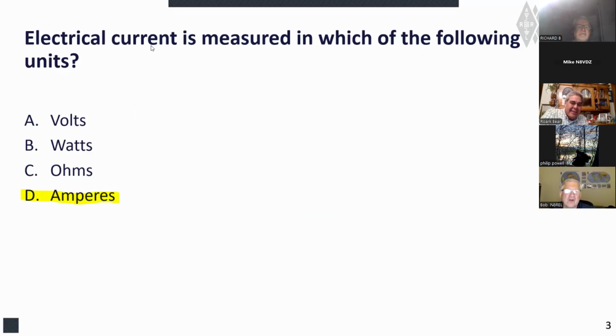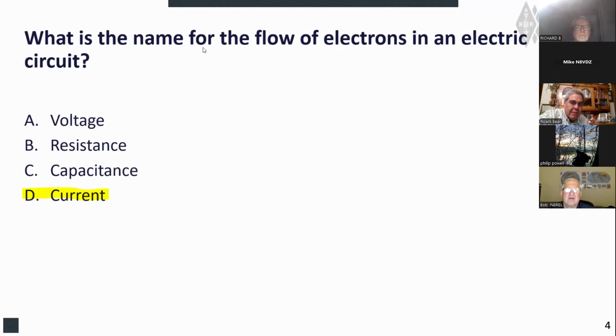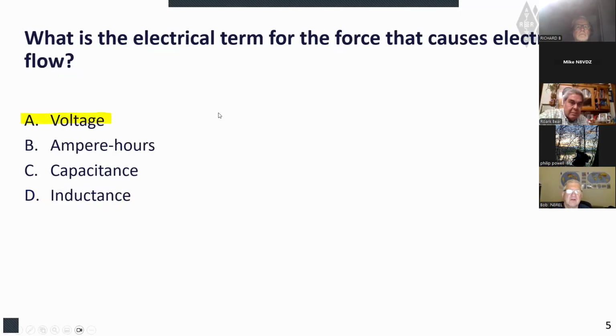Electrical units are measured in amperes. Electrical current, right? The flow of electrons. What's the name for the flow of electrons? The flow of electrons is current. The electrical term for the force that causes the electrons to flow is voltage, also sometimes called electromotive force. It's abbreviated with the letter E for electromotive force.